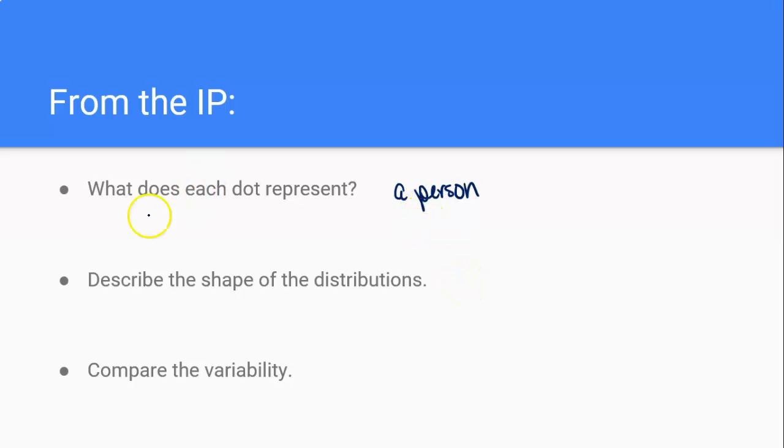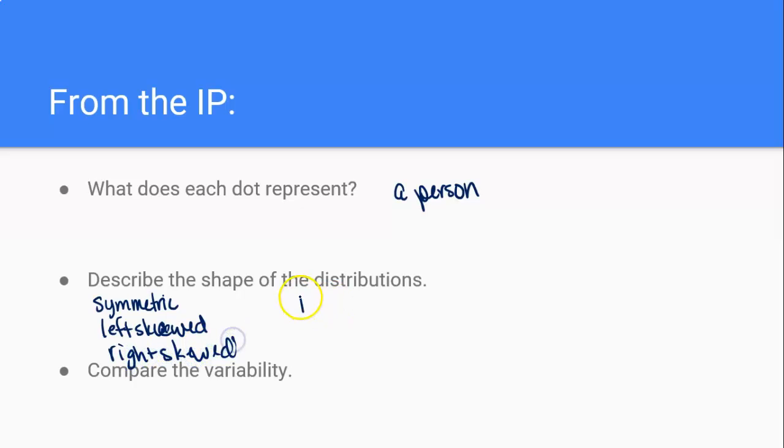And then you're having some trouble describing the shape. I want you to remember there's not a lot of options. You can say symmetric. You can say left skewed. You can say right skewed.